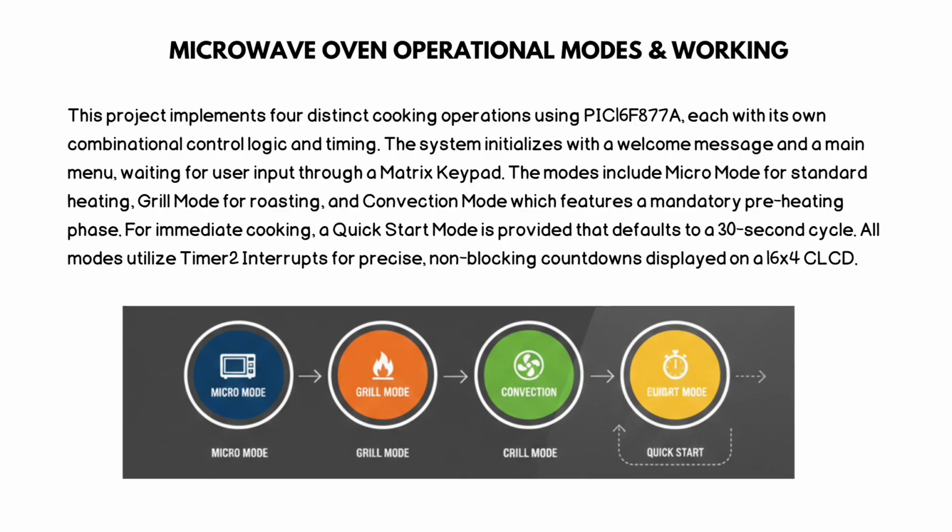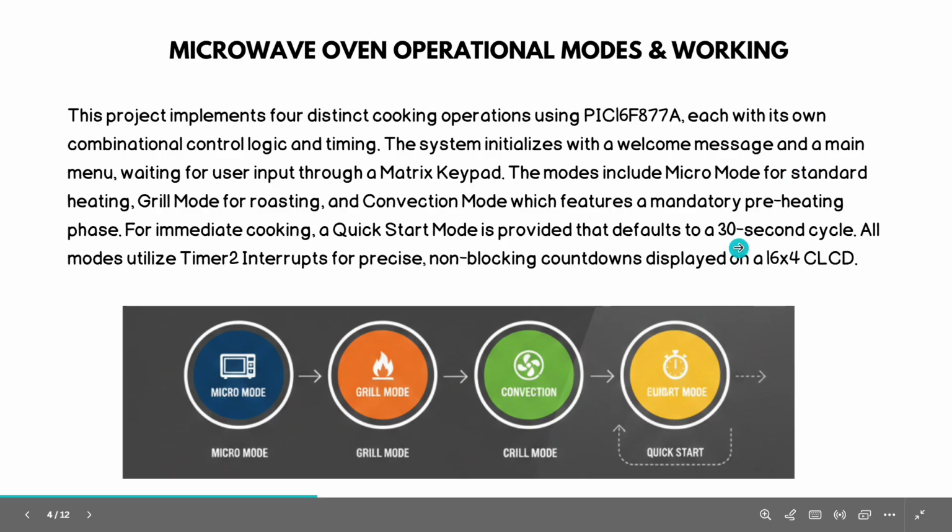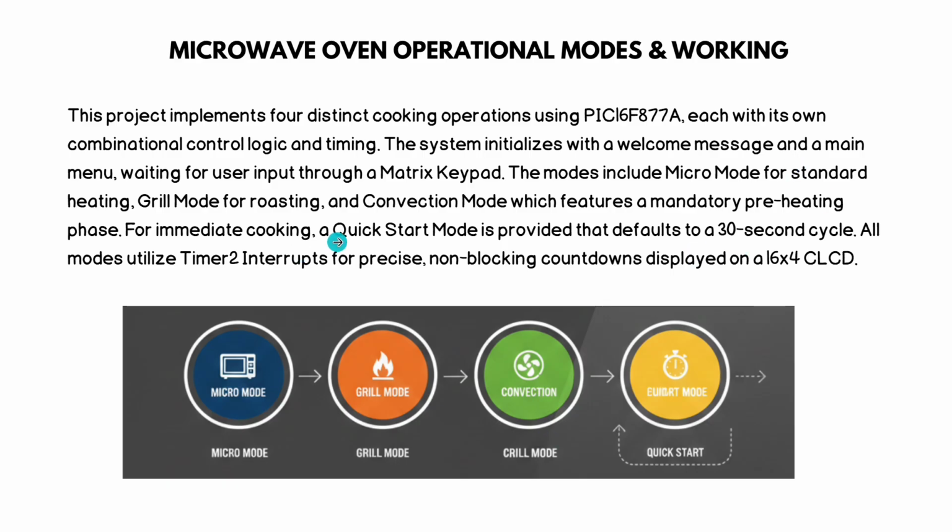The modes include micro mode for standard heating, grill mode used for high heat cooking and roasting, and the convection mode, which features a mandatory preheating phase. For immediate cooking, the quick start mode is provided with a default 30-second cycle. All modes utilize Timer 2 interrupts for precision and non-blocking countdowns displayed on the LCD display.